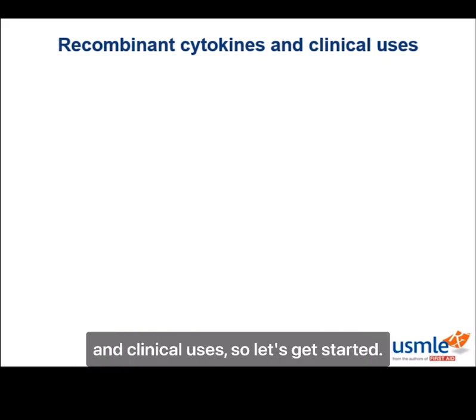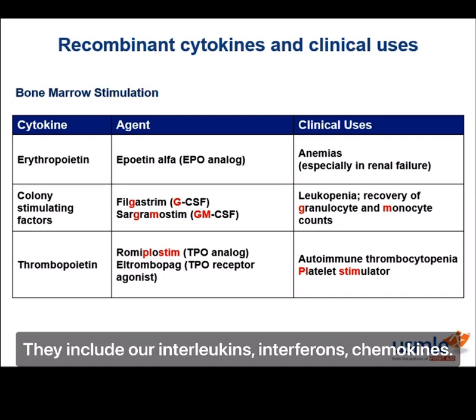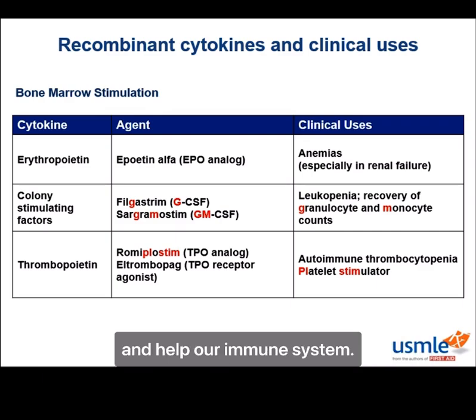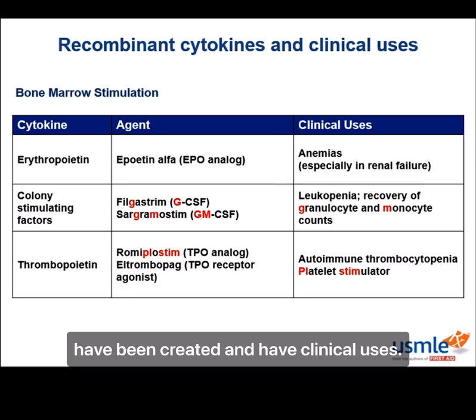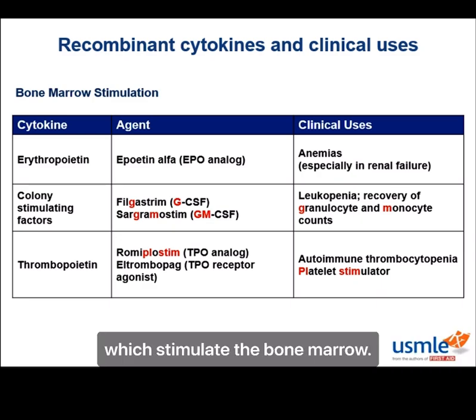So let's get started. So remember that cells communicate through cytokines. They include our interleukins, interferons, chemokines. They get produced by different cells in the body and help our immune system. So it makes sense that some recombinant cytokines have been created and have clinical uses. So first, let's talk about a few that have been developed which stimulate the bone marrow.